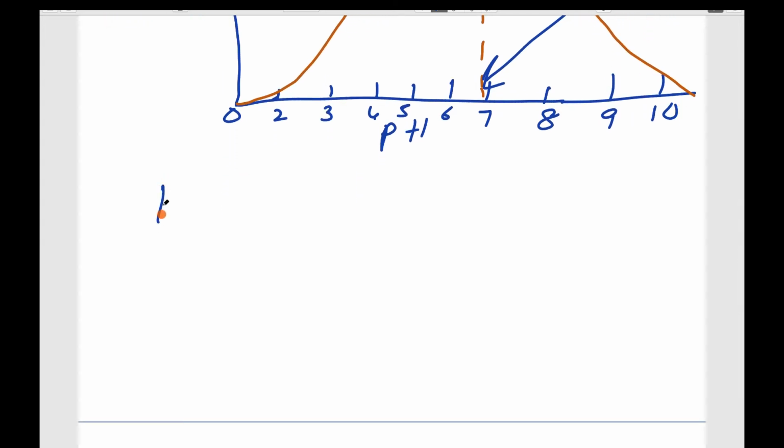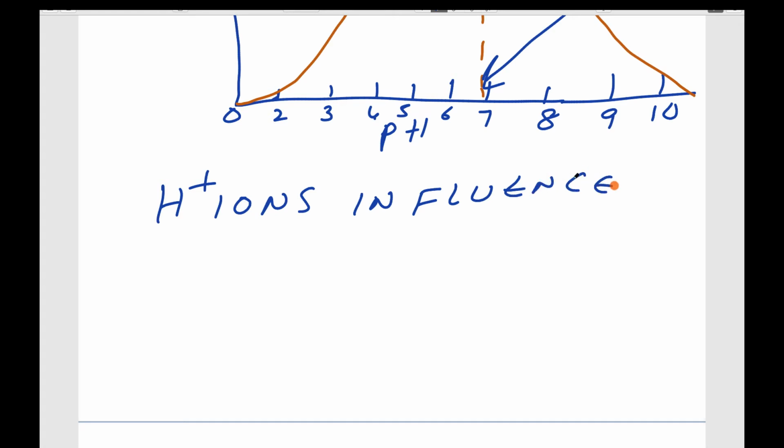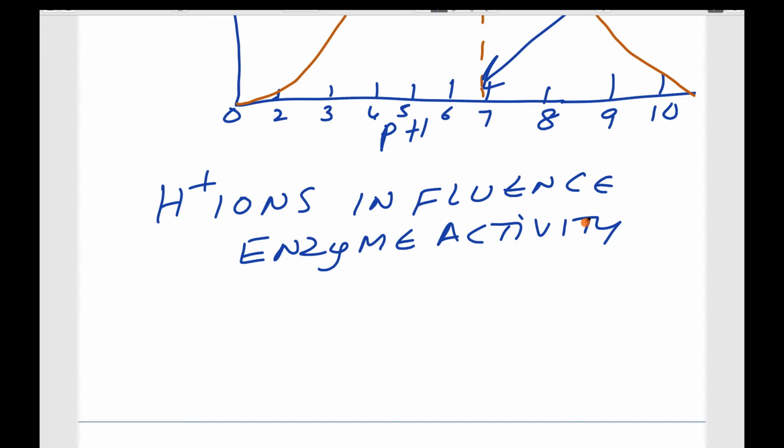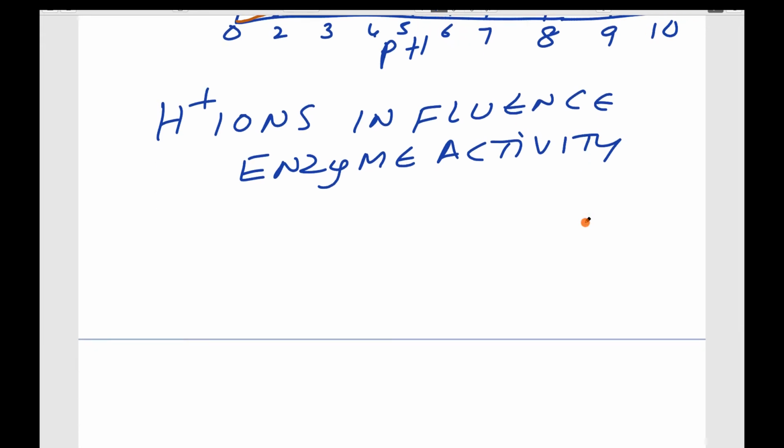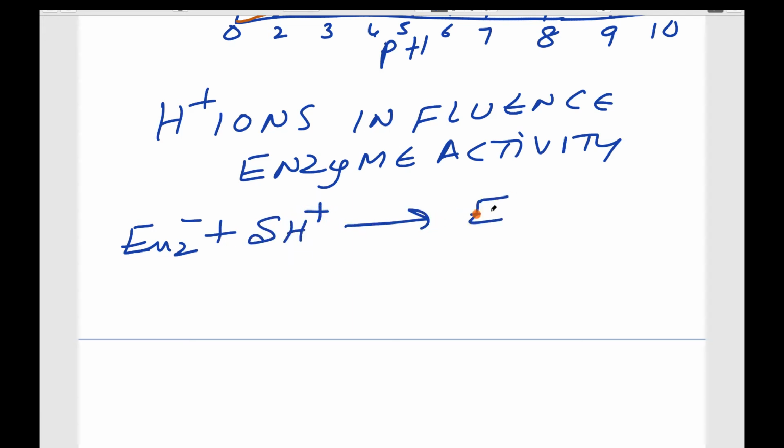So what does it mean? H plus ions influence enzyme activity by altering the ionic charges on amino acids. Let us see what that means. Normally, suppose the enzyme is carrying a negative charge and the substrate is carrying a positive charge, then there will be an enzyme substrate complex.